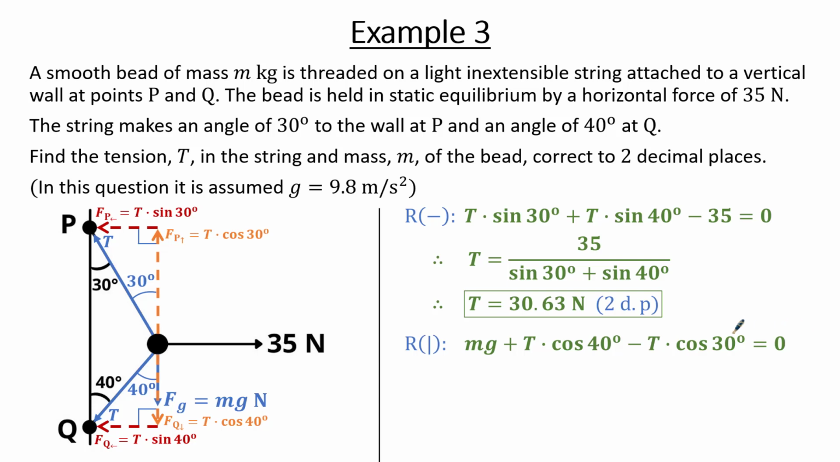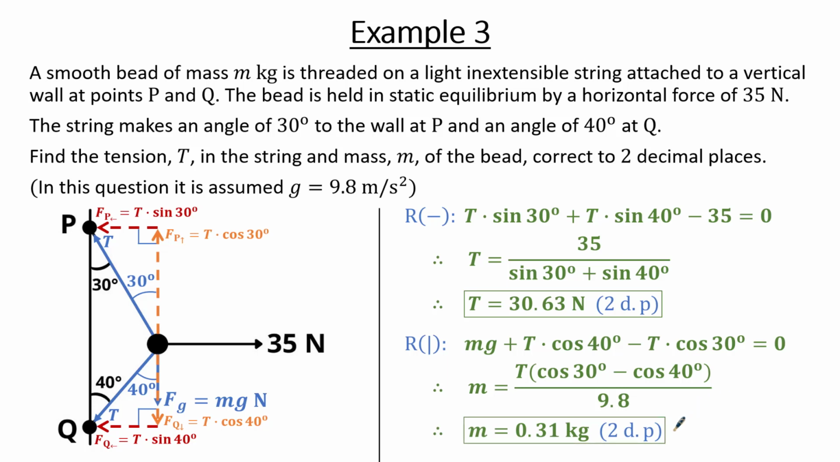And here we will substitute T as this value here, so the exact value before rounding. And of course g is 9.8. So once we've substituted and solved for m, we have that m equals T multiplied by cos 30 degrees minus cos 40 degrees, divided by 9.8. And then after plugging this into the calculator, we find that m equals 0.31 kilograms to 2 decimal places.